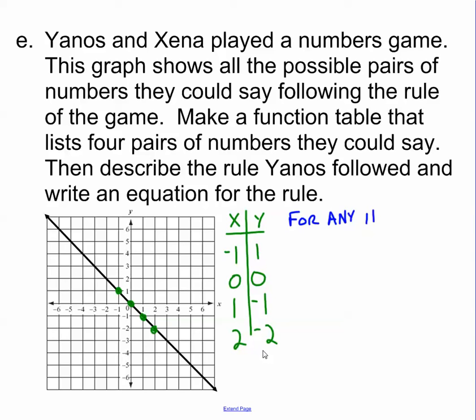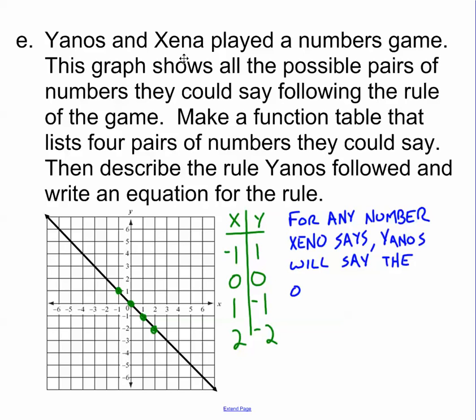So we're going to describe this rule. For any number Xena says, Yanos will say the opposite. I said Xenos, I'm sorry, I meant Xena, I said it here too. I'll fix that. Be a good question to ask you tomorrow, huh? Okay, moving on.